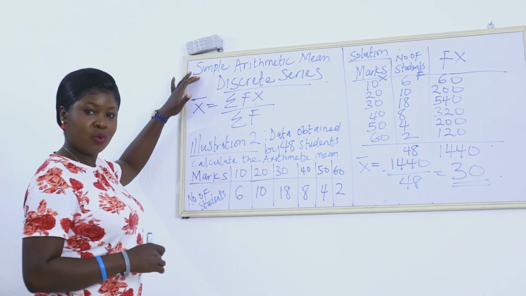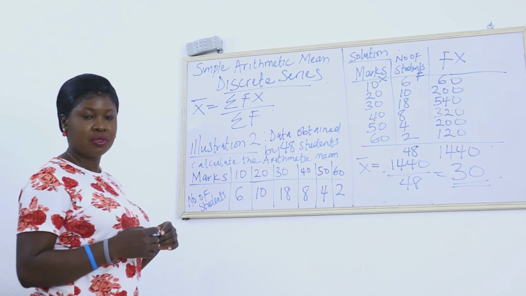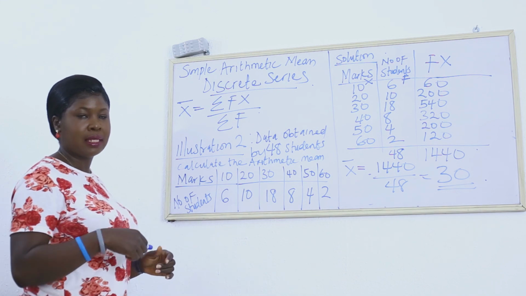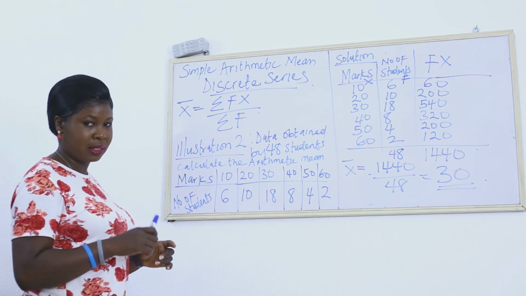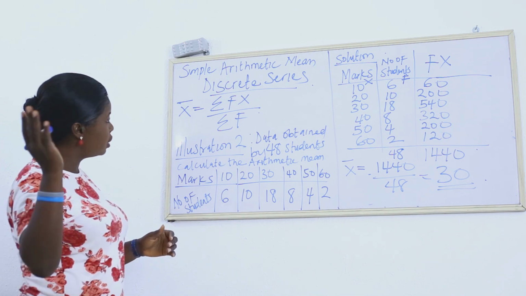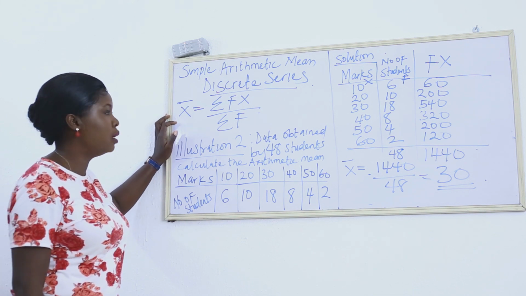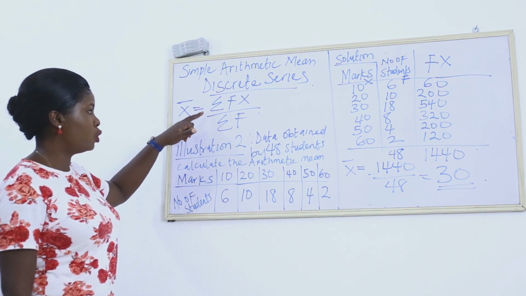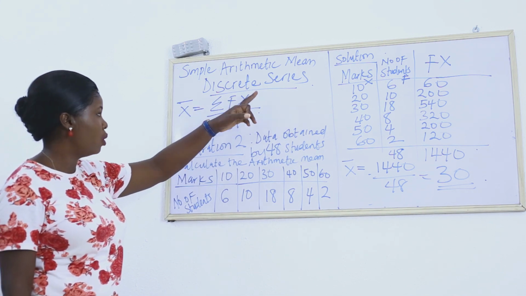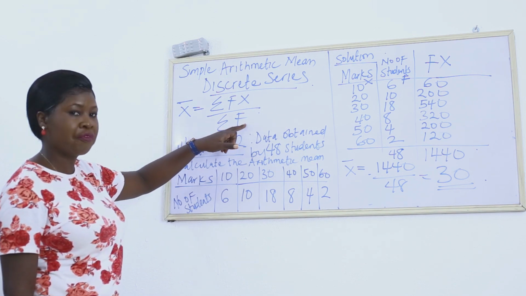The second one we'll be looking at is the discrete series. And the formula for a discrete series, we have said a discrete series is an event or an occurrence that happens to more than an individual. That is not an individual event. It could be 2, it could be 3, it could be more, it could be 20, 30, and like that. And the formula is bar x. Bar x means mean, and is equal to summation fx, frequency times the marks or whatever x is represented by, then all over summation of frequency.